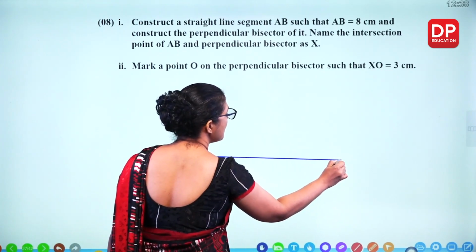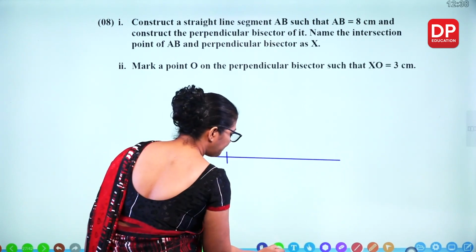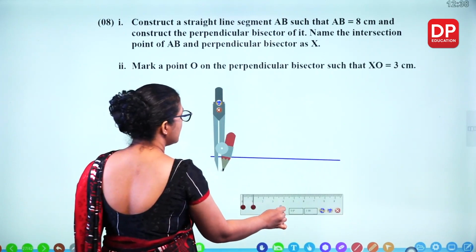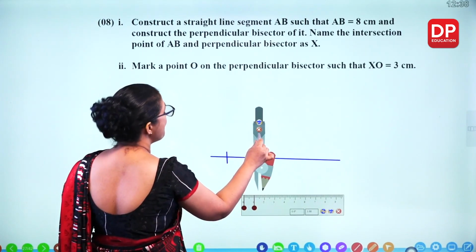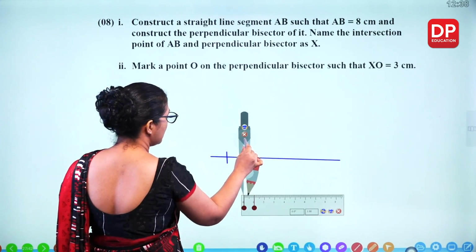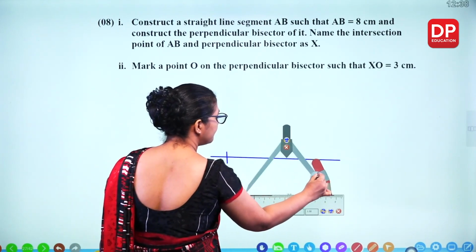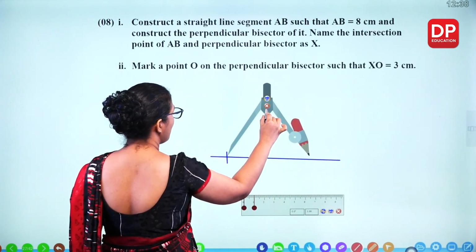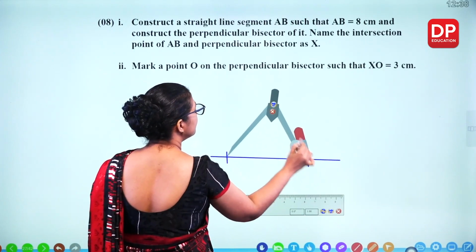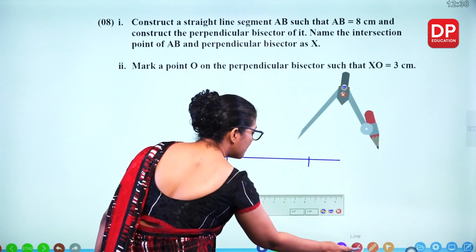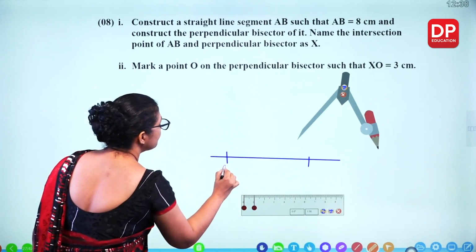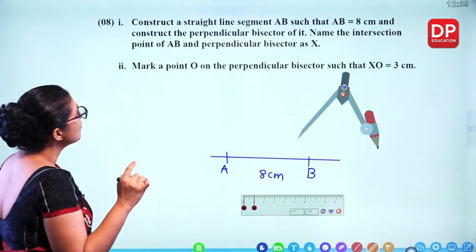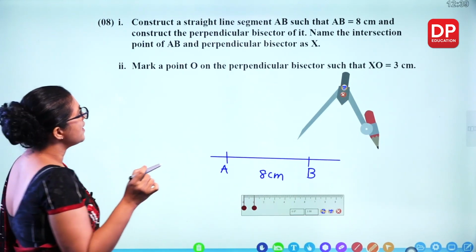We'll draw a line segment first and mark 1 point. Take the ruler and the compass. So what's the length of AB? 8 centimeters. You take 8 centimeter length and draw the point. So AB, 8 centimeters. Then we need to draw the perpendicular bisector.